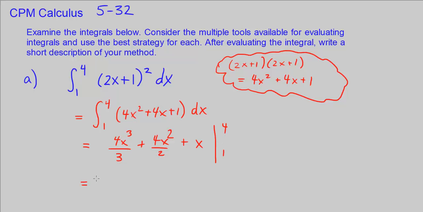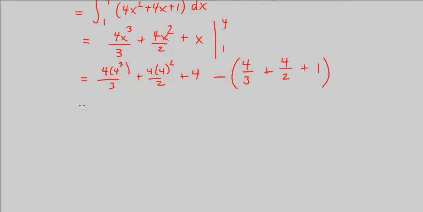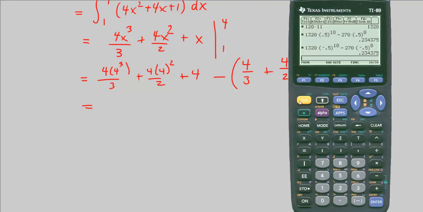Right? Then we're going to plug in these limits using the fundamental theorem of calculus. So this is going to be 4 times 4 cubed over 3 plus 4 times 4 squared over 2 plus 4, minus, and I'm putting parentheses because we're going to want to distribute the negative to all the terms, 4 times 1 cubed over 3, which is just 4 thirds, plus 4 times 1 squared, so it's just 4 halves, plus 1. Alright? So we can use our calculator to do this.